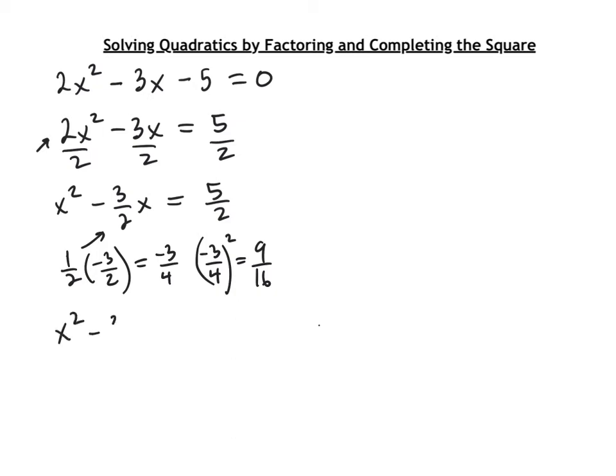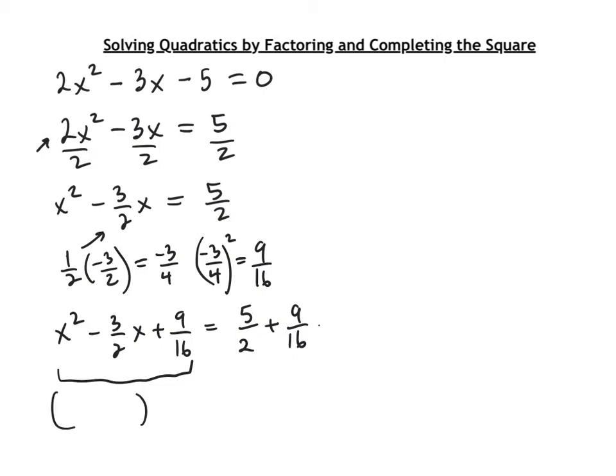X squared minus 3 halves x plus 9/16 equals 5 halves plus 9/16. This may not look like it, but it is a perfect square. I promise you. It'll be x, and you know both signs will be negative because you got a positive 9/16 and you have a minus in the middle, minus. And it needs to be a square. 3 times 3 is 9, and 4 times 4 is 16.